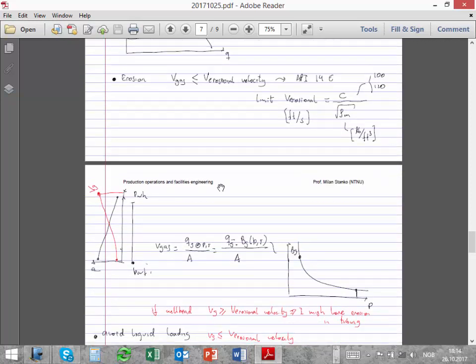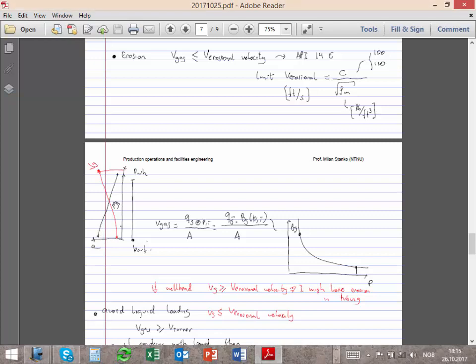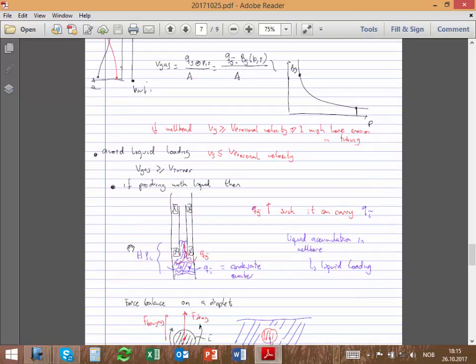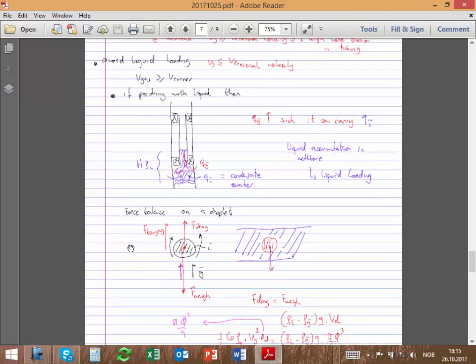And I told you that due to the change, pressure is reduced, okay? And because the pressure is reduced, every time you have a bigger volume of gas, therefore the velocity of gas will also be higher. So usually the most critical point in erosion is at the wellhead, okay? So that means if you don't have problems in the wellhead, then you maybe don't have problems any place in the tubing.